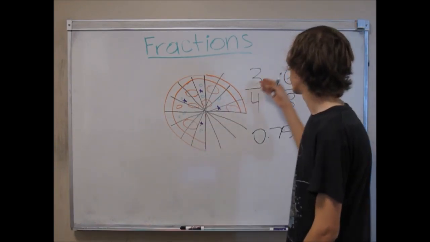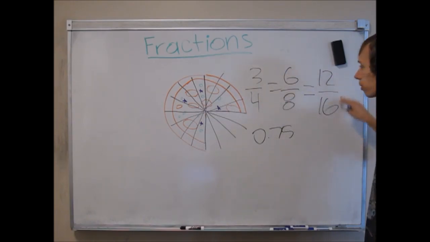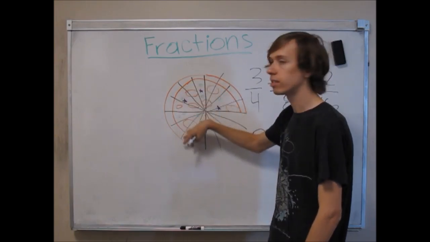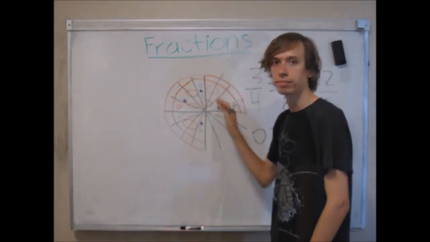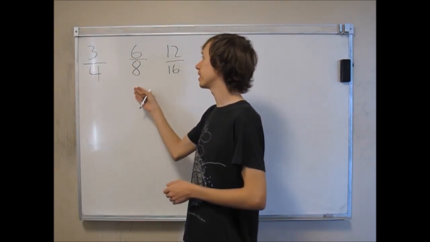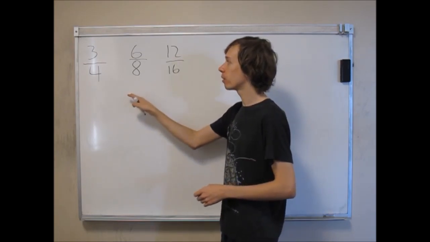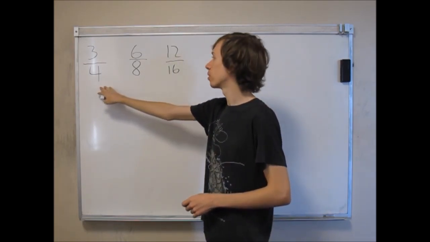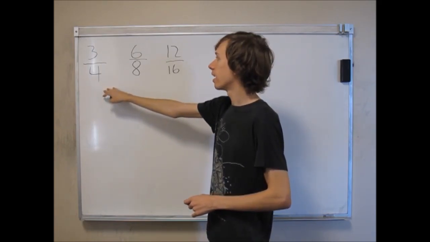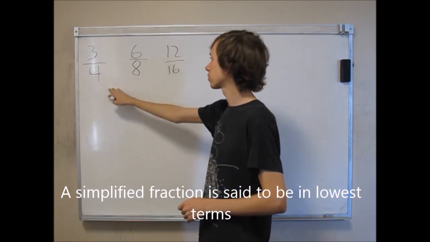And that's just because there's always the same ratio between the numerator and the denominator for all 3 of these fractions. And just like with the pizza, it's the same amount of pizza, it's just cut more times. Alright, so in our last example, we saw that 3/4, 6/8, and 12/16 are all equal to each other. But of these 3, only 3/4 is in lowest terms. Or in other words, 3/4 is the one that's completely simplified. And that's the case because 3 and 4 have no common factors between them.